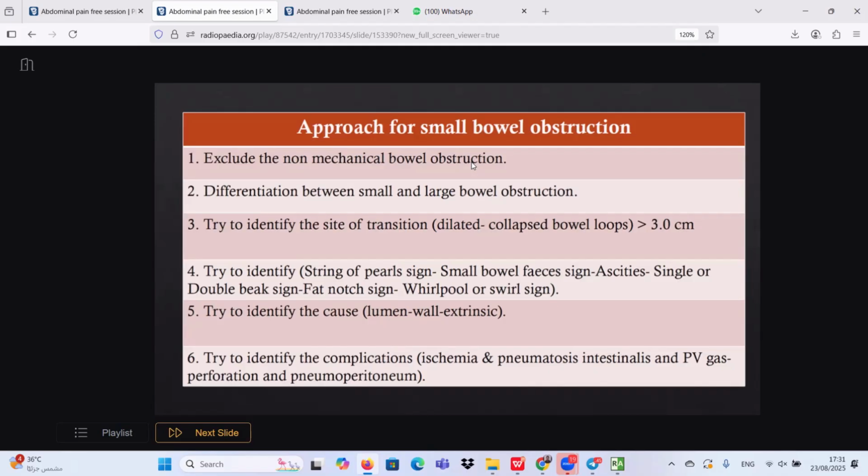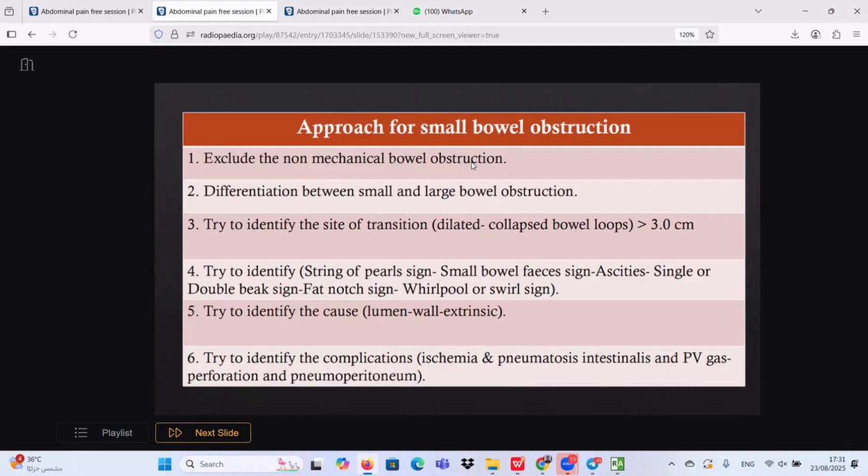Second, you should differentiate between small and large bowel obstruction. Ask yourself, is it small or large bowel obstruction? Try to identify the site of the transition. So we have a small bowel obstruction. Try to identify the site of transition between the dilated and collapsed bowel loops. Dilated bowel loops are more than 2.5 or more than 3 centimeters. We said this one in the previous session.